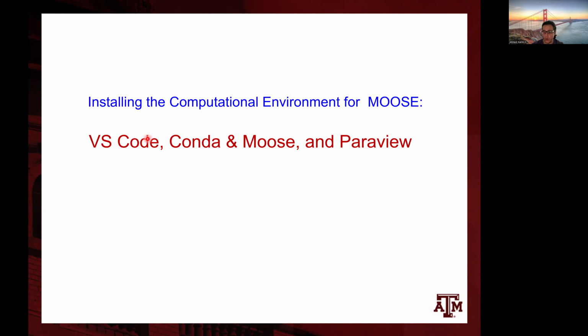We need to basically set up the VS Code, which is a code editor that we can use to read and modify the input files. And we need to set up Moose, where we use the Conda environment to set up the Moose package. And then eventually we will need ParaView to visualize the output. ParaView is a very powerful visualization software that can be used to visualize the output of Moose and many other software.